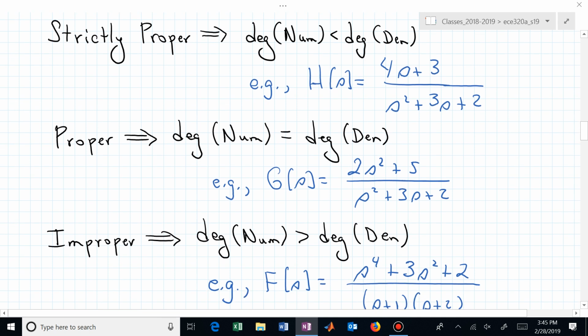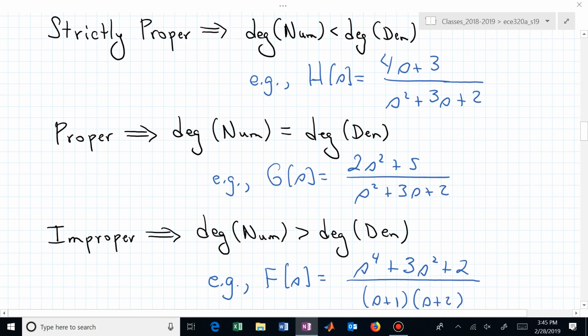One more. We have strictly proper, we have proper, and then we have improper. An improper is when the numerator's degree exceeds the denominator's degree. Here we have a 4th order numerator, a 2nd order denominator. Boom, that's improper. We can't immediately perform partial fraction expansion on that particular transform. We have to do something to it before we continue.